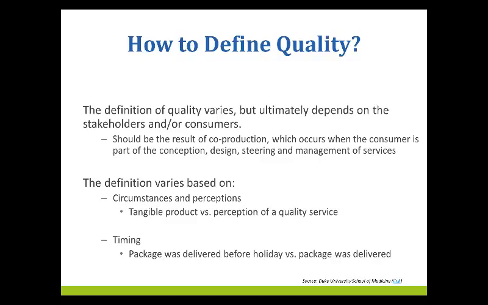Co-production is possible in the private and nonprofit sectors in addition to the public sector. In contrast with traditional citizen involvement, citizens are not only consulted, but are a part of the conception, design, steering, and management of services. Our understanding of what quality should be is a result of a co-production with our clients and coworkers. The definition of quality will also vary based on the specific circumstances and perceptions and timing.